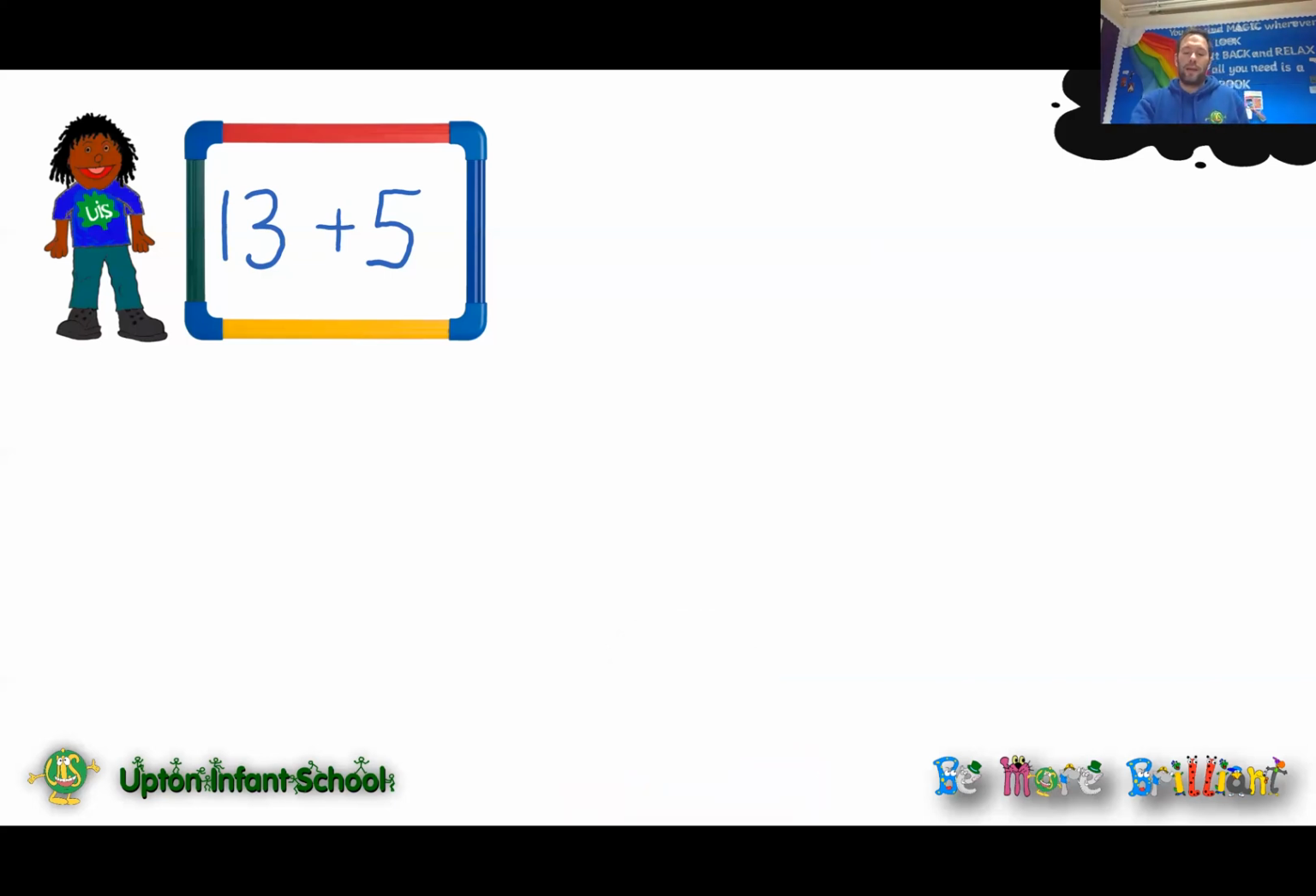So let's do 13 add 5. If we're going to use our tens and ones, the first thing I'm going to do is to make 13. 13 has got 1 ten and 3 ones. There it is. And then I need to add 5, so I just need 5 ones. And then what I need to do next is to add together all of the ones. There we go. So I've got 8 ones altogether. Let's join the 10, the 1 ten, and all together we've got 1 ten and 8 ones, which makes 18.